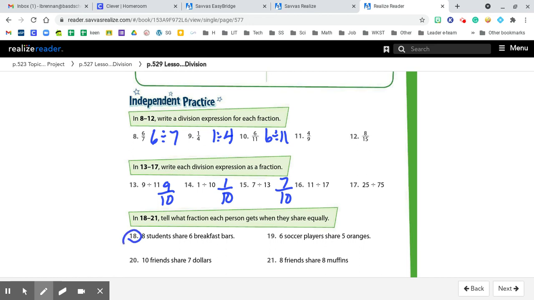These get tricky down the bottom here. 8 students share 6 breakfast bars. So what we have goes on the top. So we have 6 breakfast bars shared by 8 students. 5 oranges shared by 6 players. $7 shared by 10 friends. 8 muffins shared by 8 friends. There you go. So 9-1.